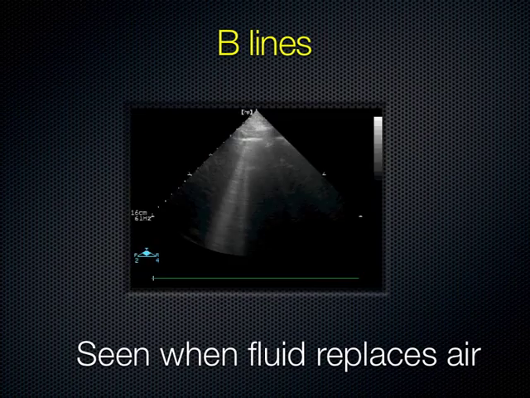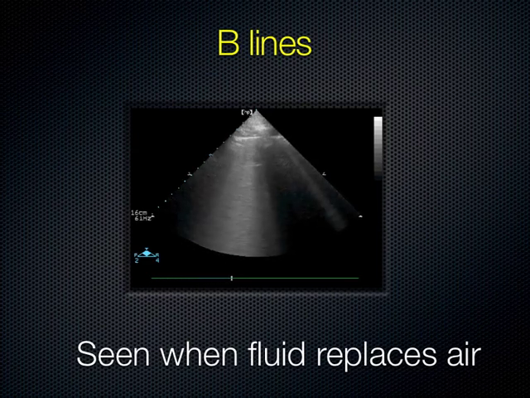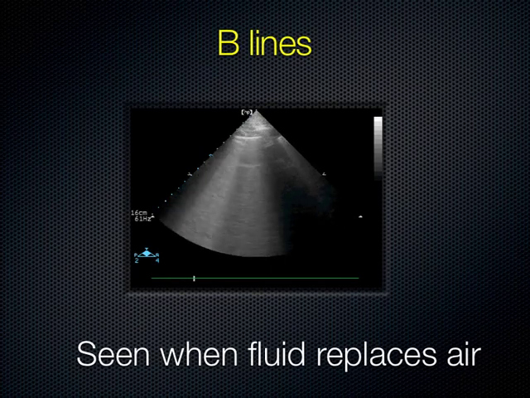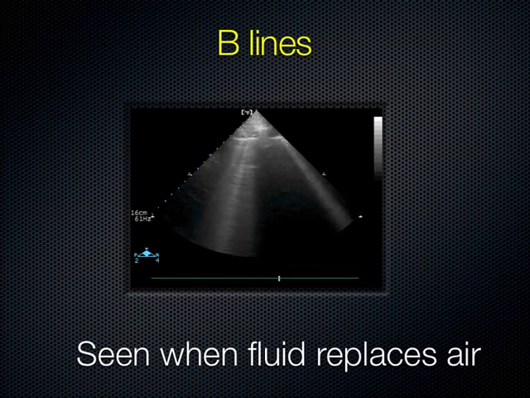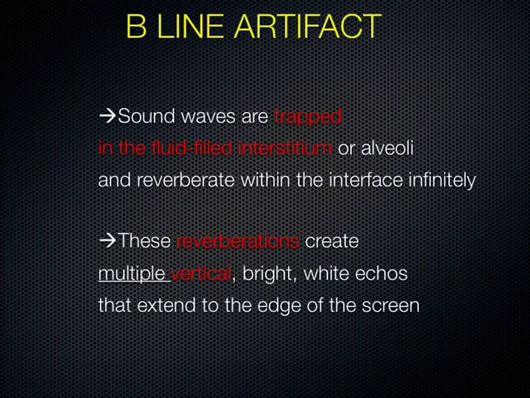So the reason the B lines happen is, again, it's an artifact that you have to interpret what the artifact is because you can't actually see the lung. The sound waves are trapped in the fluid that's in the interstitium. Remember the interstitial walls, the interlobular septae, are about 7 millimeters apart. When those get thickened with fluid, the sound waves get trapped in that interface and will create a reverberation. The reverberation is vertical because those septae are vertical compared to the chest wall. They come all the way up to the chest wall perpendicularly.